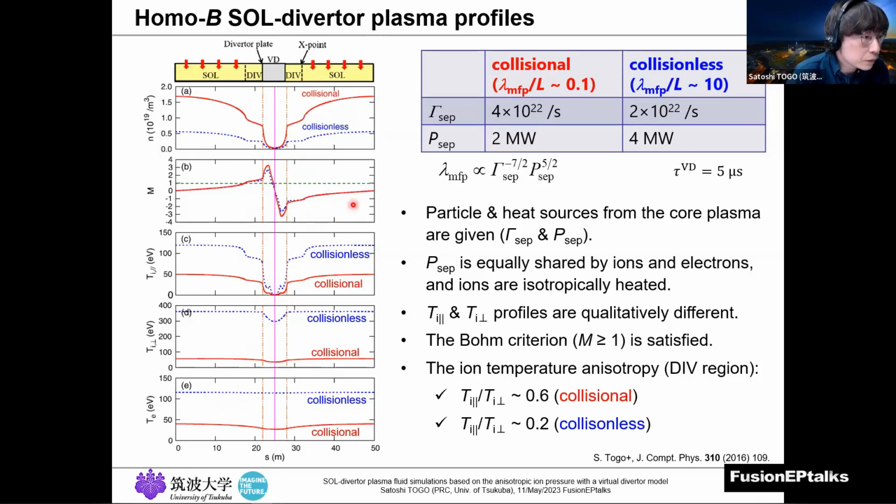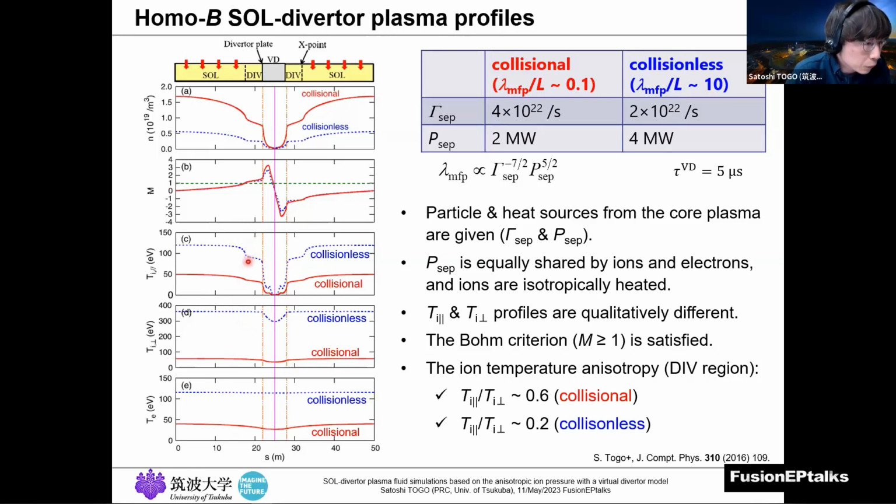And please note that in the collisionless case, the parallel and perpendicular ion temperature profiles in the plasma region are qualitatively different, which reflects the effect of the introduction of the anisotropic ion pressure in the fluid model.